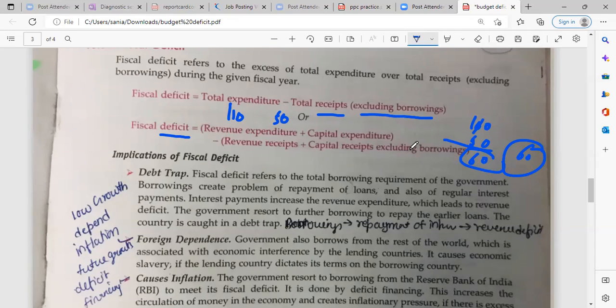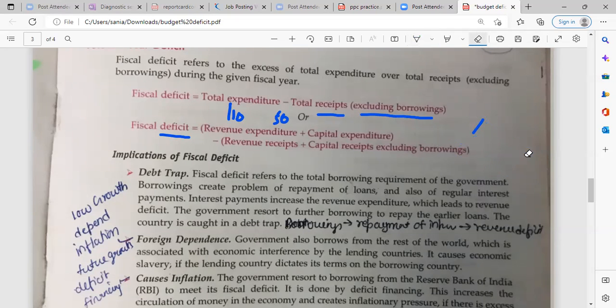Maybe I took money from Mohammed. He said, okay, ma'am, I'm giving you 10 rupees, but you have to pay 10% over this. So maybe I have to pay him 15 rupees. Okay. So, and regular interest payment. Interest payment increases the revenue expenditure, which leads to revenue deficit.